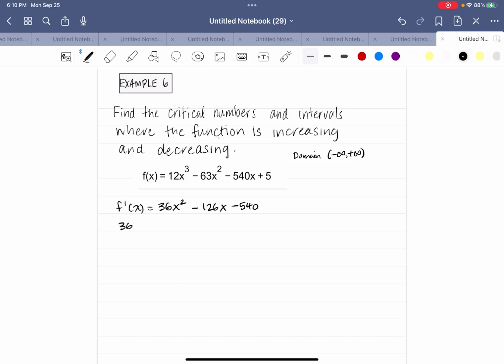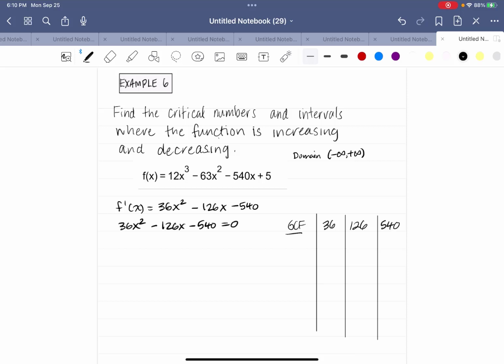I have to set this equal to 0: 36x squared minus 126x minus 540 equals 0. Now, whether you're attempting to factor this or use the quadratic formula, these numbers are all way too big, so let's see if we can find the greatest common factor. One way to do this is to make a little chart. We're going to put our GCF out here. We've got a 36, a 126, and a 540. And I don't worry about the signs until I do my division. I'm going to pick anything that I know will go into these three numbers.